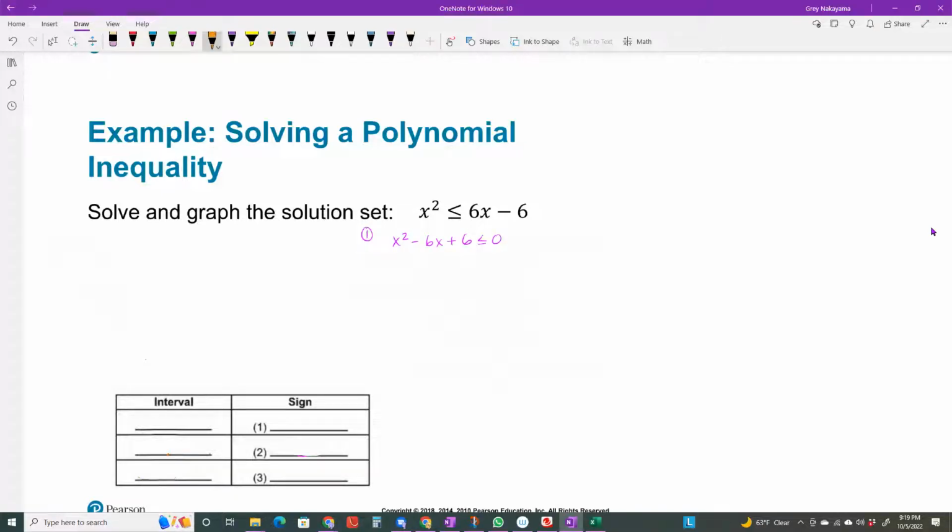Okay? So this time I'm going to show you another method, because a lot of people make mistakes with the quadratic formula. You have to get an exact answer, because that's what you have to put in for your intervals. So the other method that I want to talk about is something called completing the square.